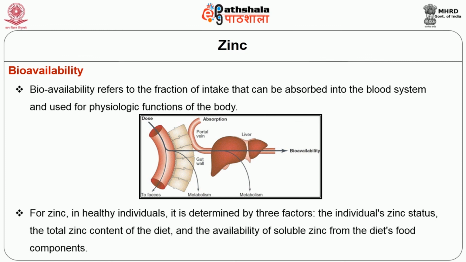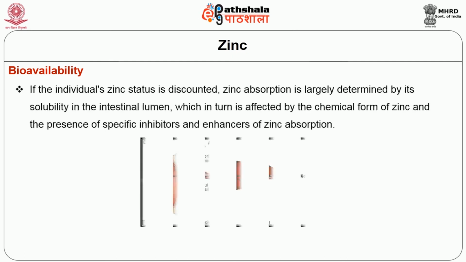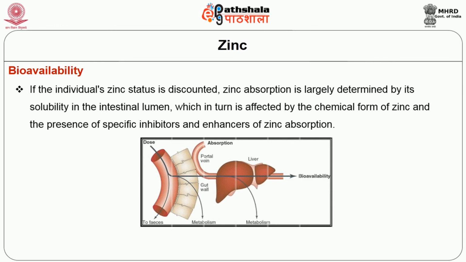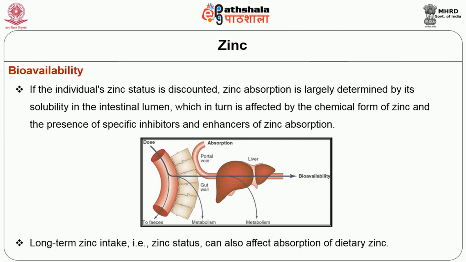For zinc, in healthy individuals, it is determined by three factors: the individual's zinc status, the total zinc content of the diet, and the availability of soluble zinc from the diet's food components. If the individual's zinc status is discounted, zinc absorption is largely determined by its solubility in the intestinal lumen, which in turn is affected by the chemical form of zinc and the presence of specific inhibitors and enhancers of zinc absorption. Long-term zinc intake, that is zinc status, can also affect the absorption of dietary zinc.